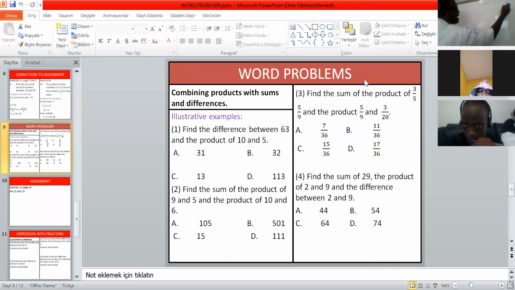10 times 5. This one you obtain what? 50. I want to find the difference. So this one becomes 63 minus 50. So you obtain what? 13. So that's the answer. Correct.